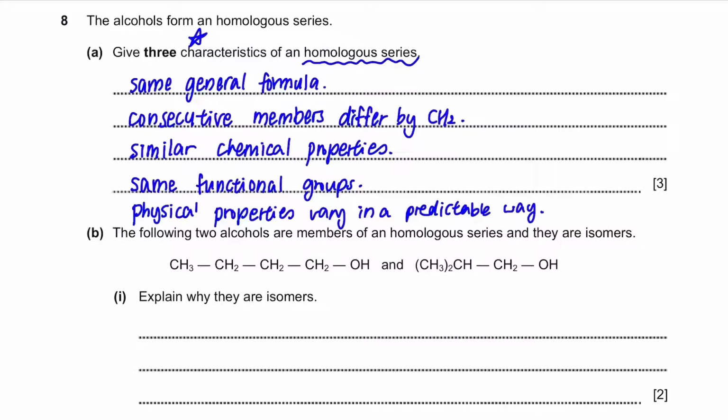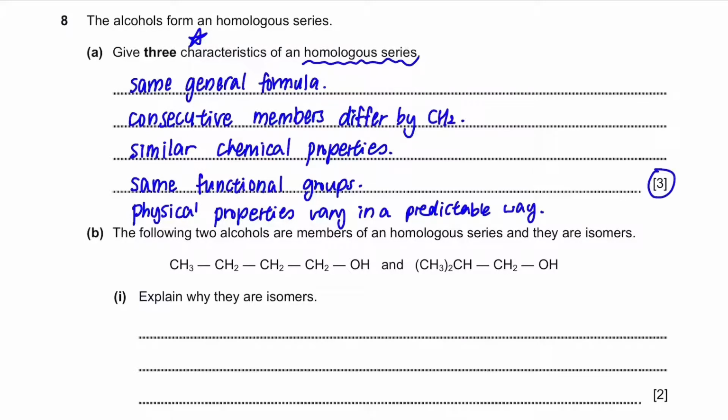They have the same general formula. Their consecutive members differ by CH2. They have similar chemical properties because they are in the same functional group. Their physical properties vary in a predictable way, meaning the physical properties may not be the same but still follow a certain trend. You can write any 3 of these because it is a 3-mark question.